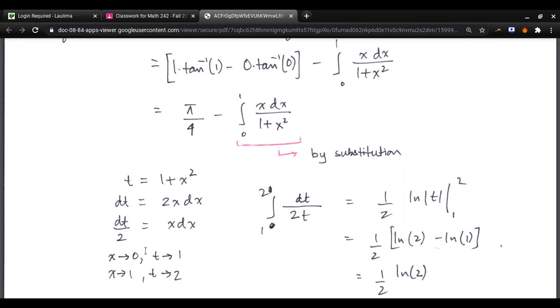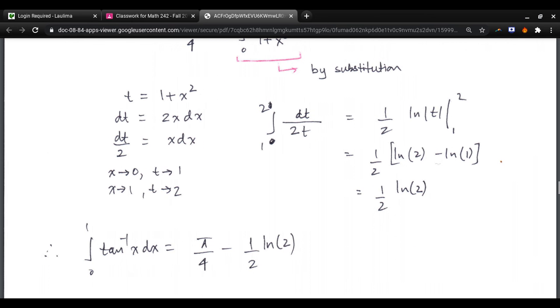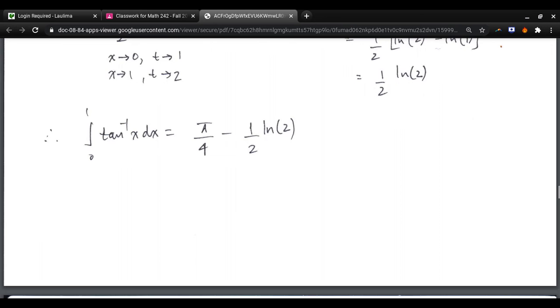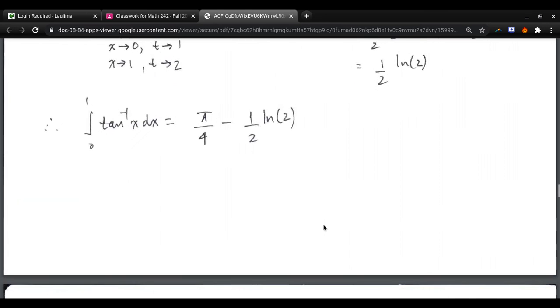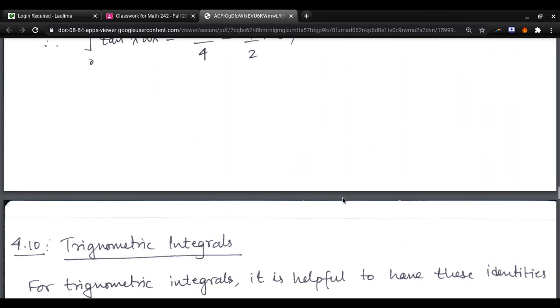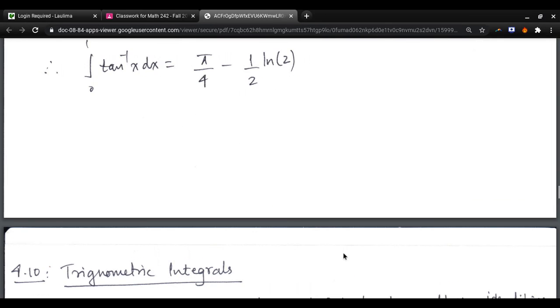Just make sure you change the limits. As x goes to 0, t goes to 1, and as x goes to 1, t goes to 2. So it's the integral from 1 to 2 of dt over 2t, which gives you half ln 2. And the final answer becomes pi over 4 minus 1 half ln 2. Okay. The next series will be about trigonometric integrals.